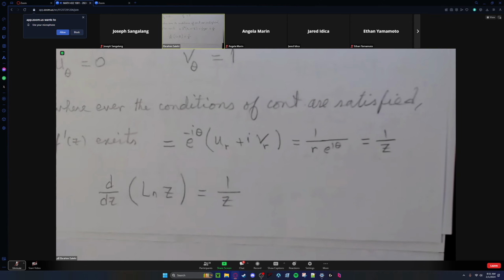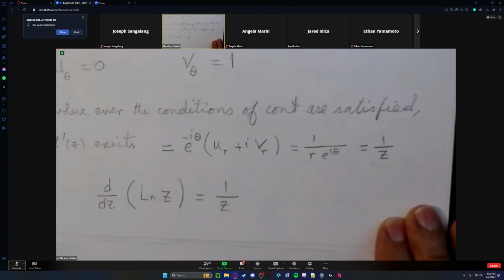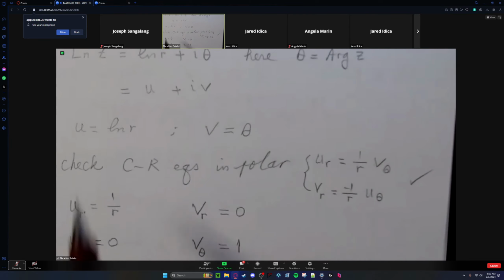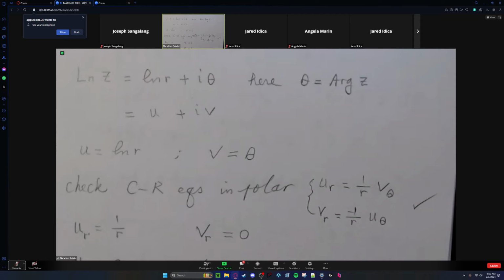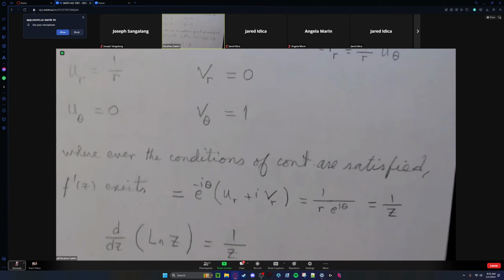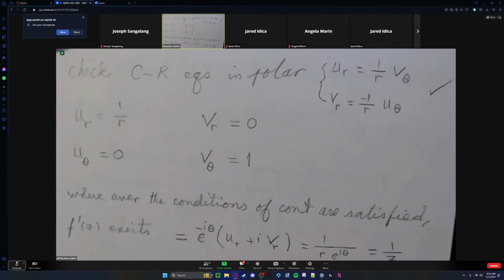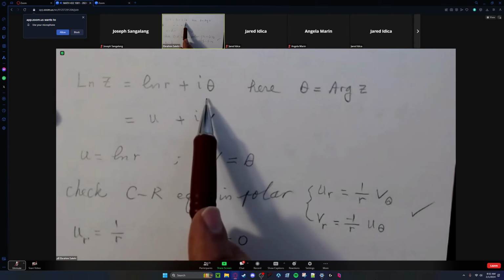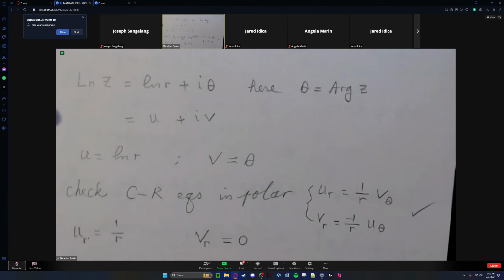But we need to verify the condition of whether this u and v are continuous or not. All right, u and v are continuous or not. I'll talk about that momentarily. But for the time being, remember, I am talking about the principal value because we want this to be a function that for any input produces one output. That is called a single valued function.